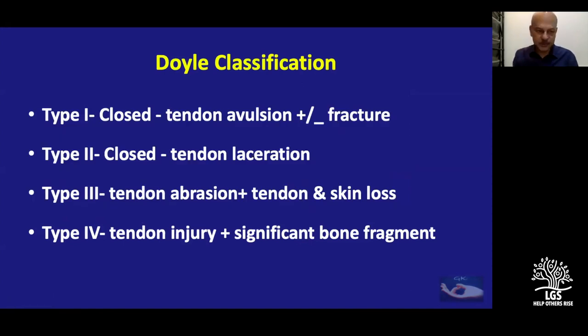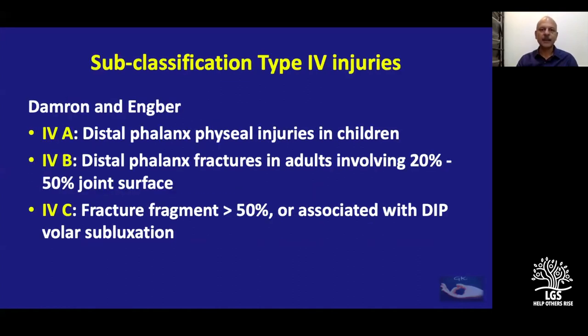So to recapitulate, type 1 is a closed injury with only a tendon avulsion with or without a very small chip fracture. Type 2 is a closed injury with a tendon laceration. Type 3 is a tendon abrasion with a skin injury. And type 4 is a tendon injury with a significant bony fragment.